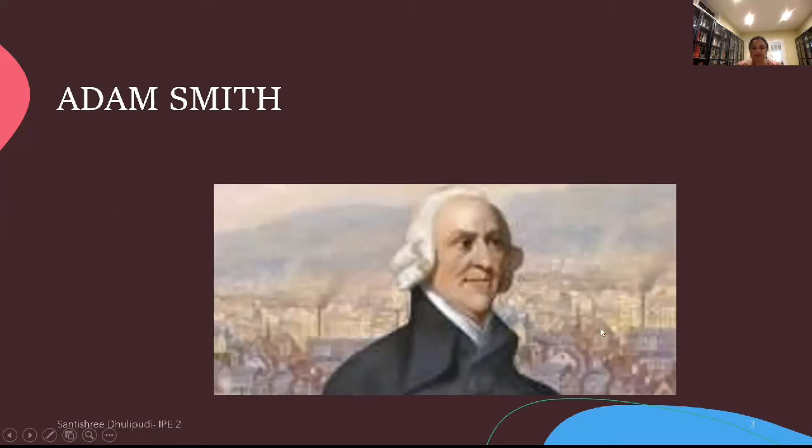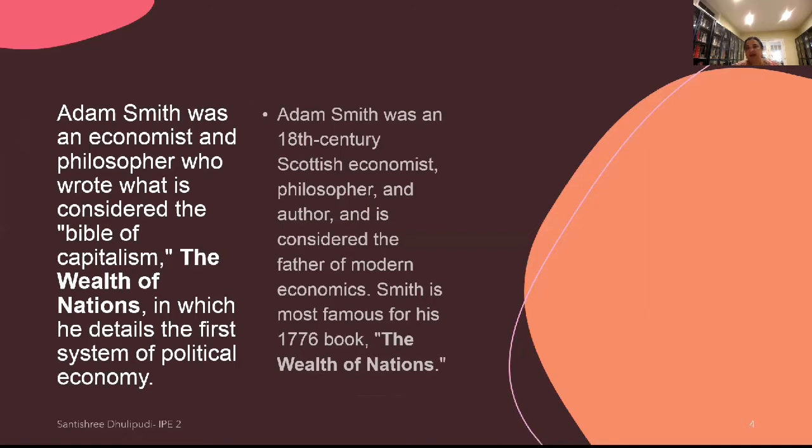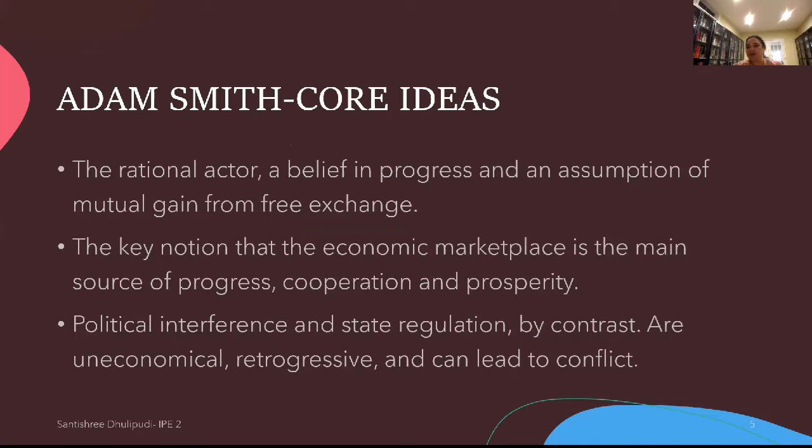Adam Smith was an economist and philosopher who wrote what is considered the Bible of capitalism, The Wealth of Nations, in which he details the fiscal system of the political economy. He was an 18th century Scottish economist, philosopher and author, and is considered the father of modern economics. His path-breaking book, as I already told you, is The Wealth of Nations. Now, what are the core ideas of Adam Smith?